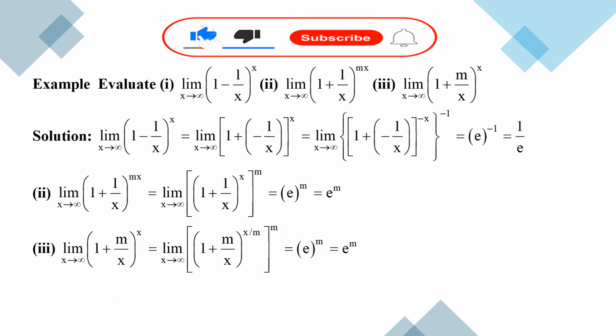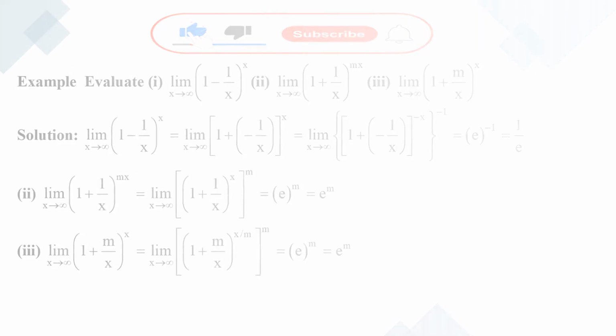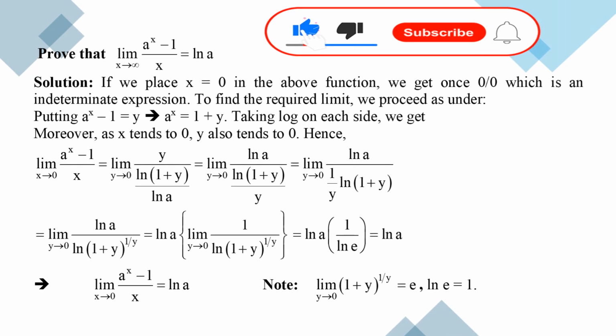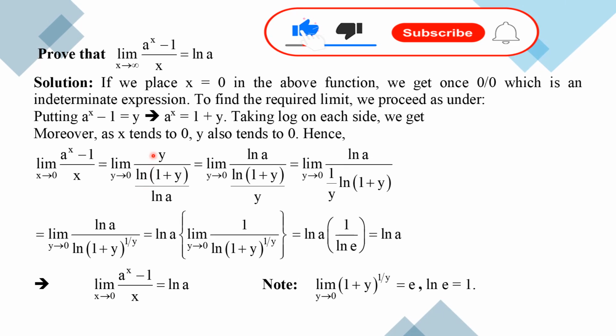Now we also prove this formula: the limit as x tends to 0 of (a power x minus 1) over x is equal to log a, that is ln a. We replace x by 0 in the above function.